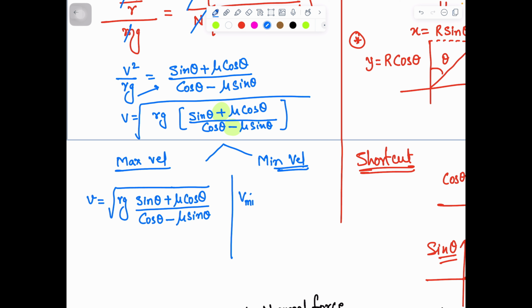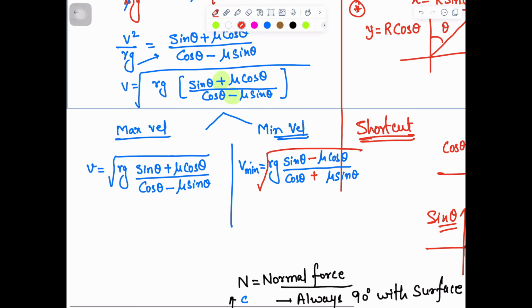In case of v min, it is rg (sine theta minus mu cos theta) divided by (cos theta plus mu sine theta). Here should be the plus. This is the difference. Clear? So just place the values. You have everything.